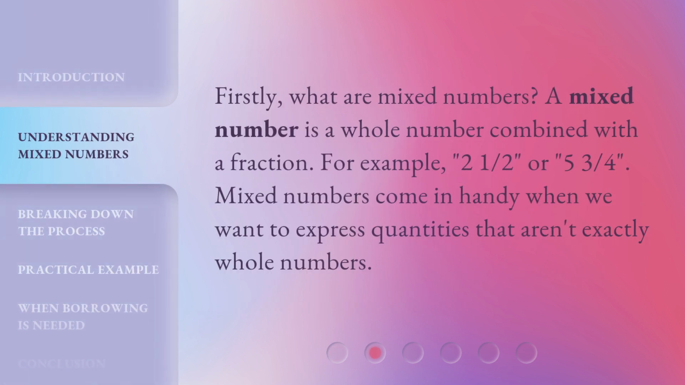Firstly, what are mixed numbers? A mixed number is a whole number combined with a fraction. For example, 2 1/2 or 5 3/4. Mixed numbers come in handy when we want to express quantities that aren't exactly whole numbers.